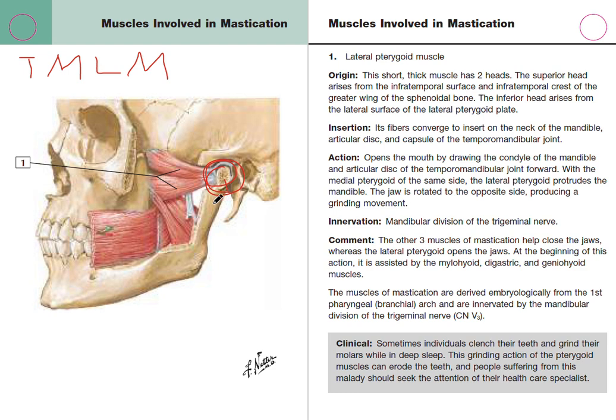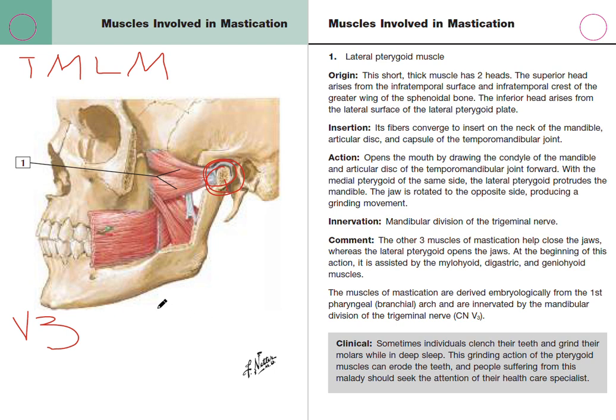The lateral pterygoid opens the mouth by drawing the condyle of the mandible and articular disc of the TMJ forward. With the medial pterygoid of the same side, the lateral pterygoid protrudes the mandible. The jaw is rotated to the opposite side, producing a grinding movement. As with the other muscles of mastication, the lateral pterygoid is innervated by the mandibular division of the trigeminal nerve.